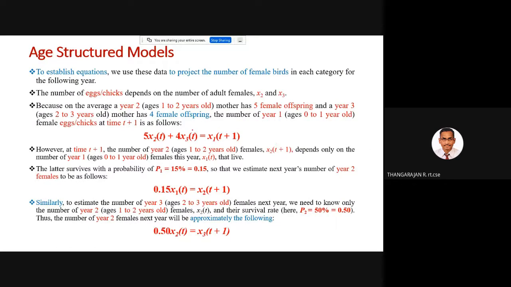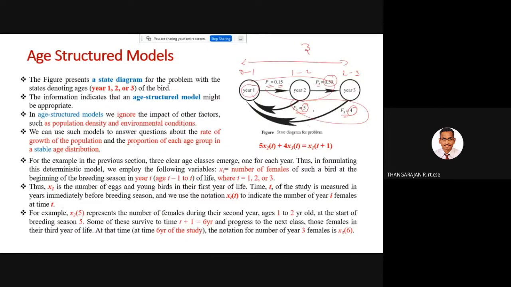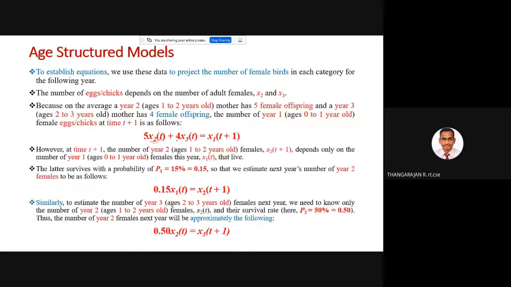So this means that at time t, 5, because why? What is the 5? 5 is the 5x and 4 is the 4x. So the number of birds in age 2 lay 5x, so 5 into x2 at time t plus 4 into the number of birds in age 3 at time t is equal to the number of birds x1 at time t plus 1. You can count t in terms of years. So this is one equation which tells you about the increase, how x1 increases.